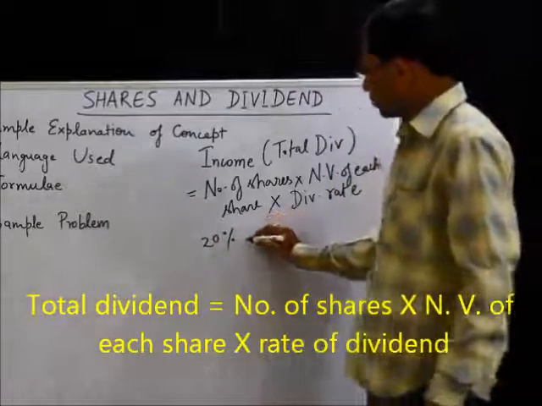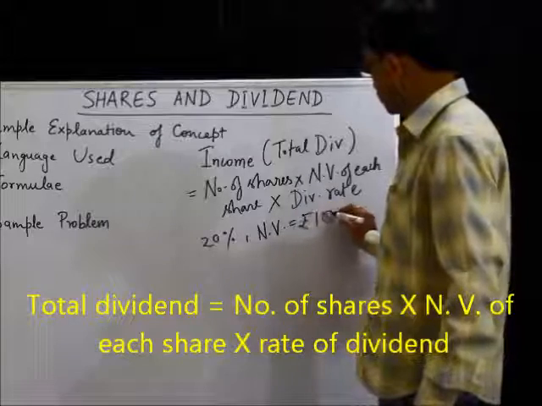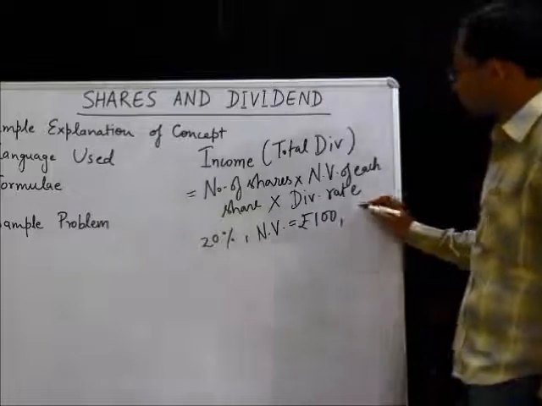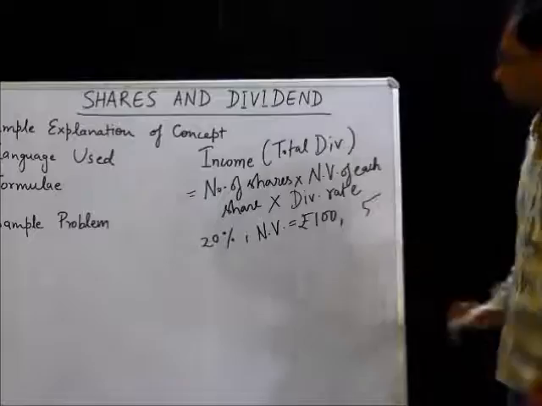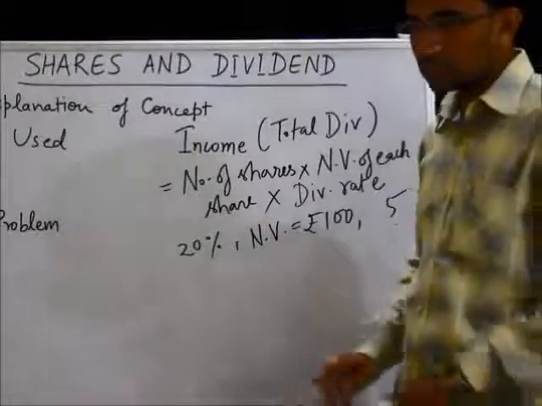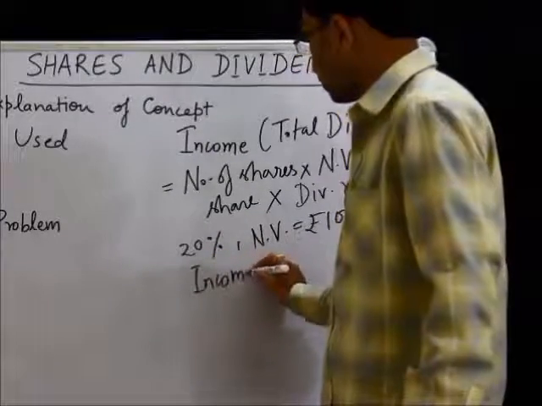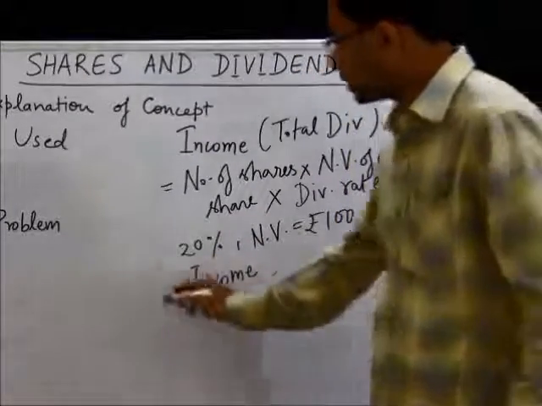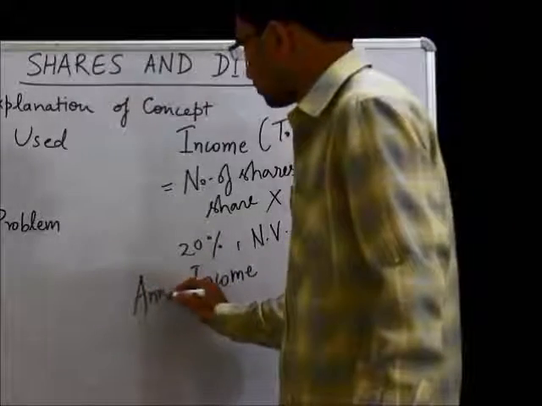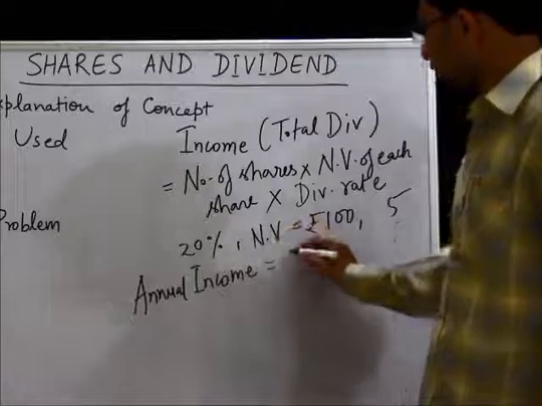and nominal value of a share is 100 rupees and the number of shares which a person has is 5. So if number of shares are 5, nominal value is 100 rupees and the dividend rate is 20%, what will be his income at the end of 1 year? This income sometimes may also be written as annual income. So his annual income from the dividend will be this.